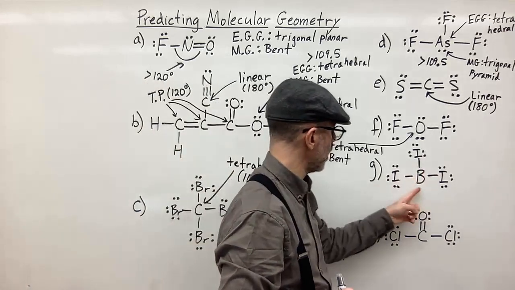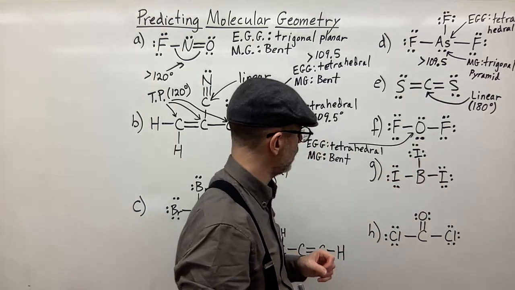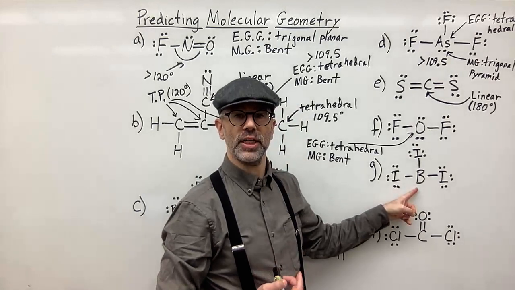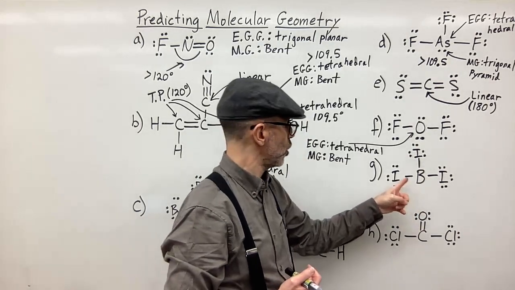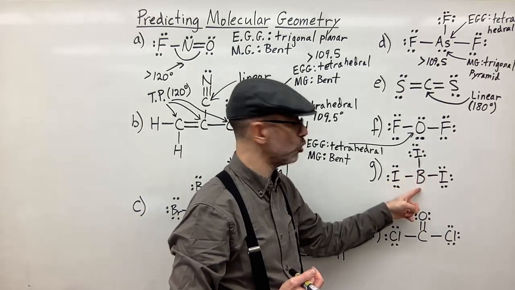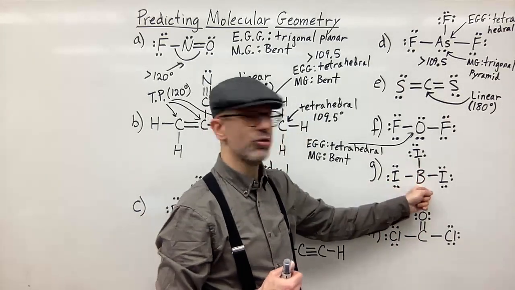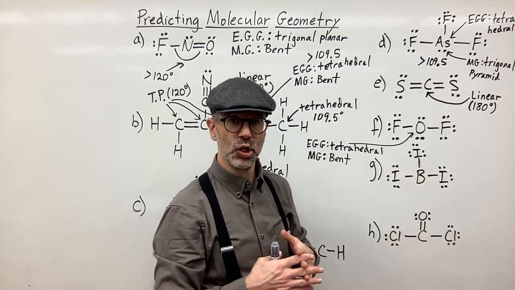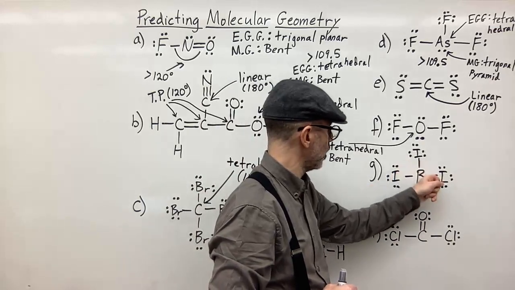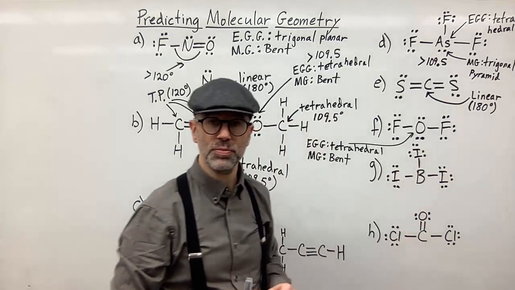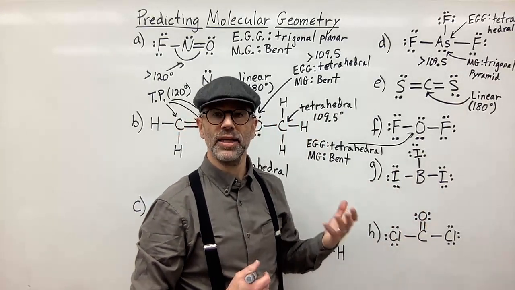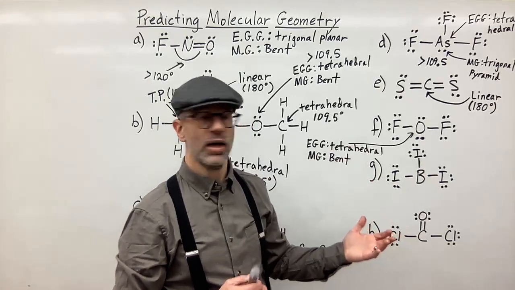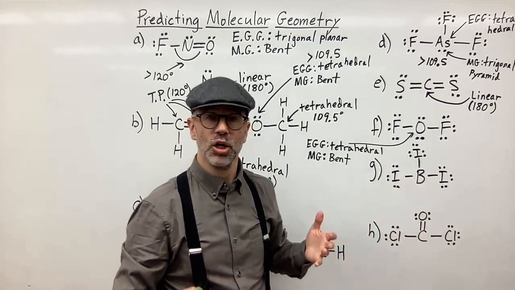Here we have boron bonded to three iodines. We have three single bonds. Boron is the only central atom. So we only have three bonding groups, no lone pairs. Whenever you don't have lone pairs, your electron group geometry and your molecular geometry are identical. So according to your chart, if you have three total electron groups around your central atom, then the electron group geometry is going to be trigonal planar, which is going to be identical to the molecular geometry because we don't have any lone pairs.